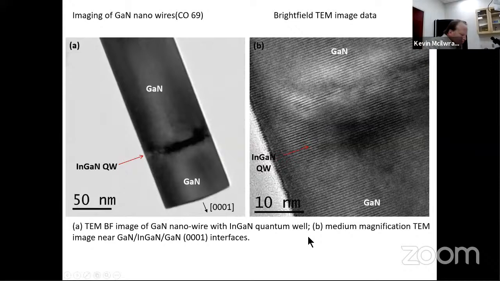Now, when in TEM mode, what is it we're looking at? What kind of data do we produce, right? So here's a lower mag. You see the micron bar of 50 nanometers of an indium gallium nitride quantum well. And we can see the quantum well here. We can zoom up on it at a high mag and look at it at atomic resolution.